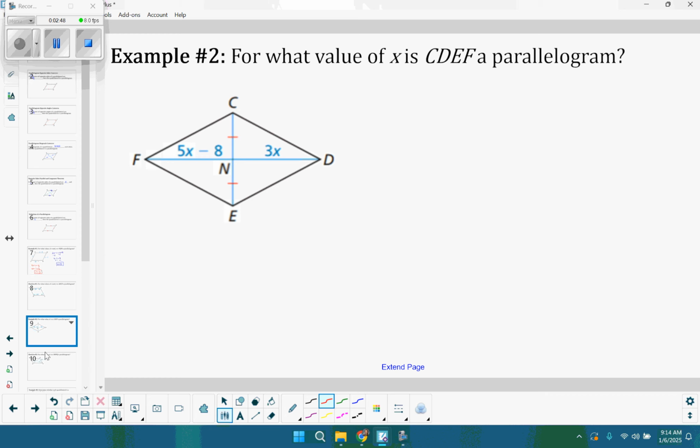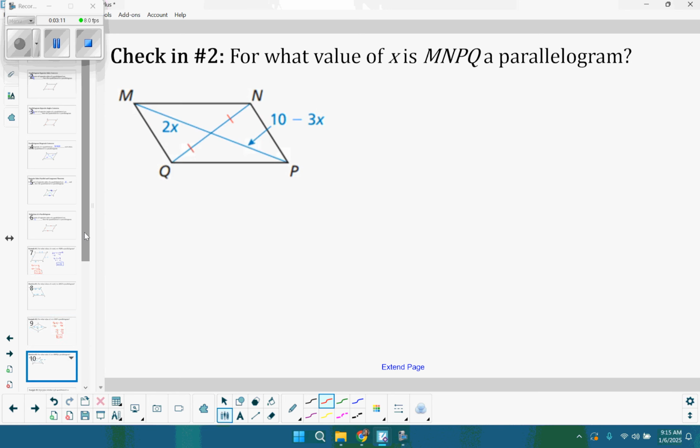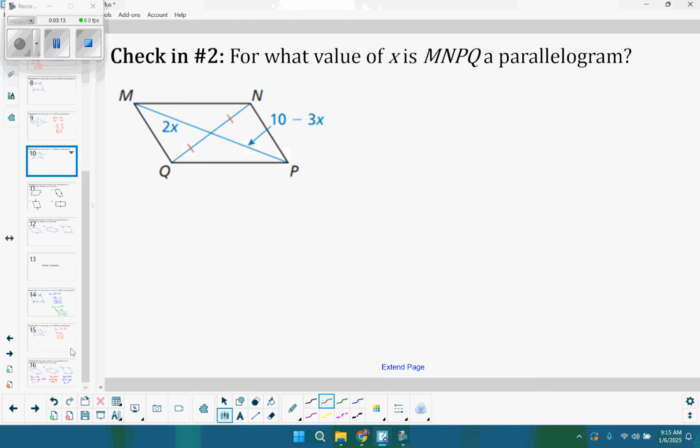All right, example 2: for what value of x is it a parallelogram? We already know those two are congruent, so now these two would be congruent. 5x minus 8 would be equal to 3x. So I'll take 5x away, so negative 8 equals negative 2x. Divide by negative 2, and we get 4 equals x. Here's another check-in. Pause. Answers posted on Google Classroom.